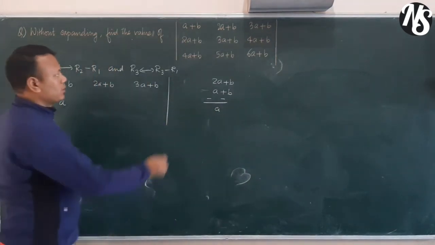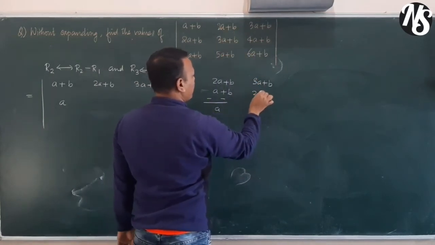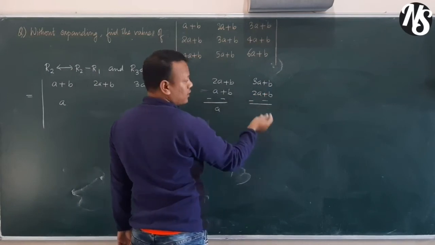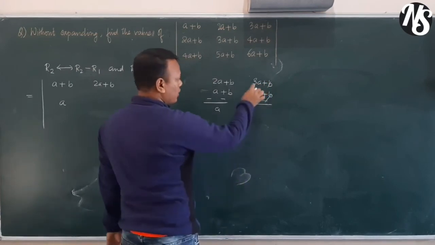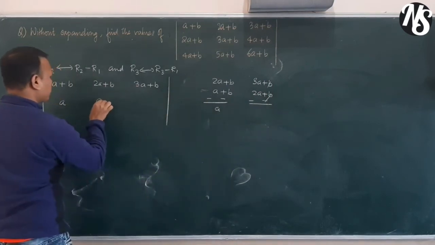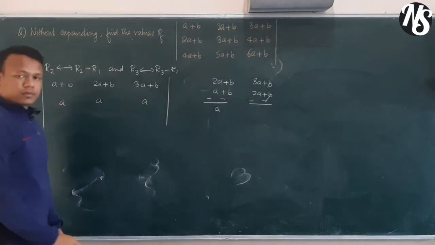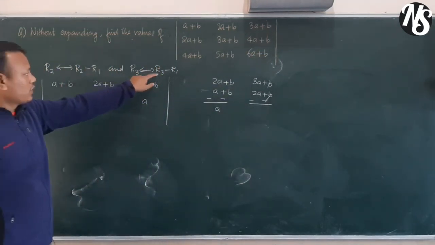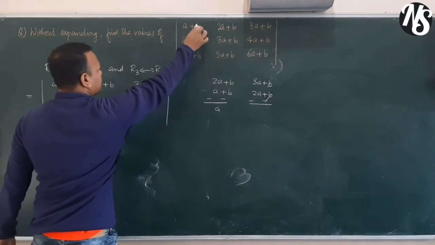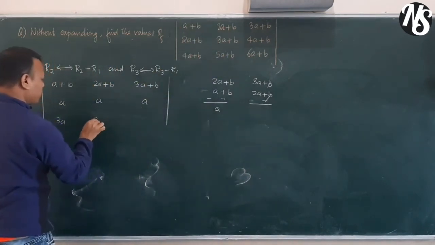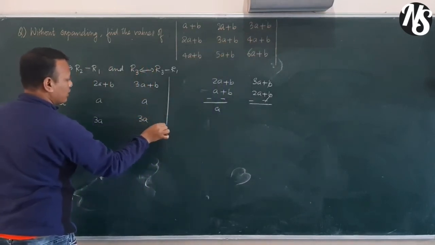Similarly we have 3a plus b minus 2a plus b, and when you subtract, again the b's get cancelled, so 3a minus 2a is again a. Similarly 4a minus 3a is a, b minus b is 0. Now row 3 is row 3 minus row 1, so 4a minus a is 3a. Remember, b and b get cancelled. 5a minus 2a is also 3a. 6a minus 3a is also 3a.